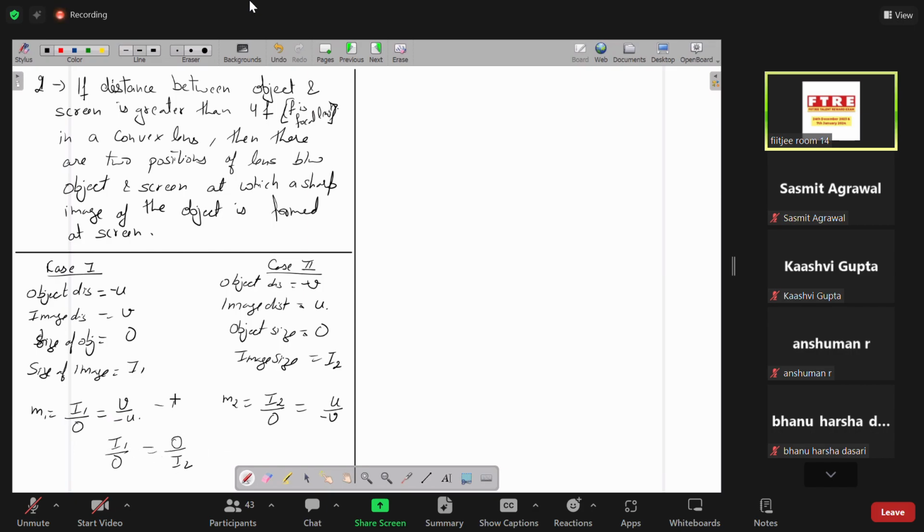From 1 and 2, because I1 upon O is equal to V by U, and I2 upon O is U by V, they are reciprocals. So we get the result that O square is equal to I1 into I2. Or we can say the size of the object is equal to the square root of the product of the sizes of the images.